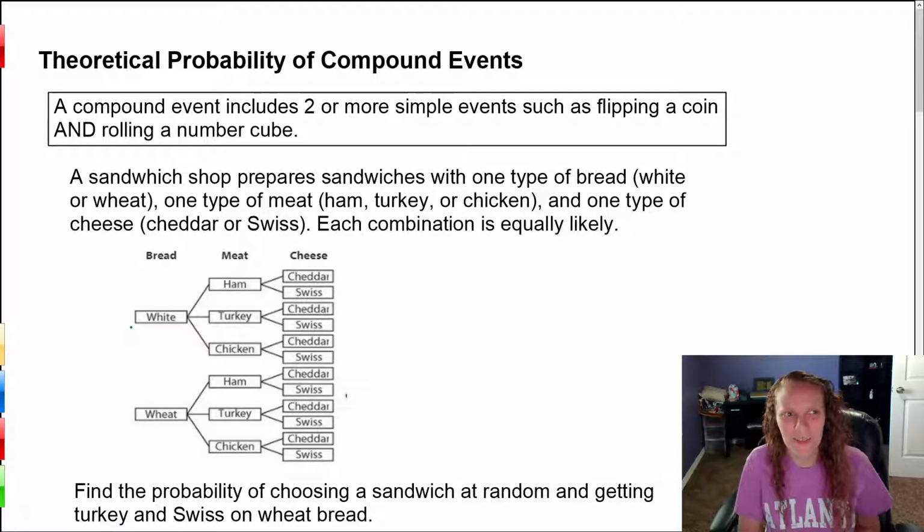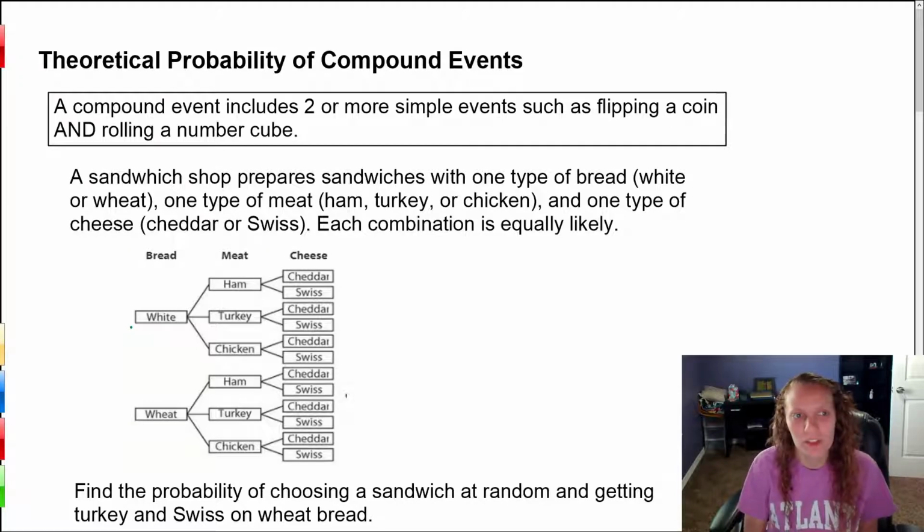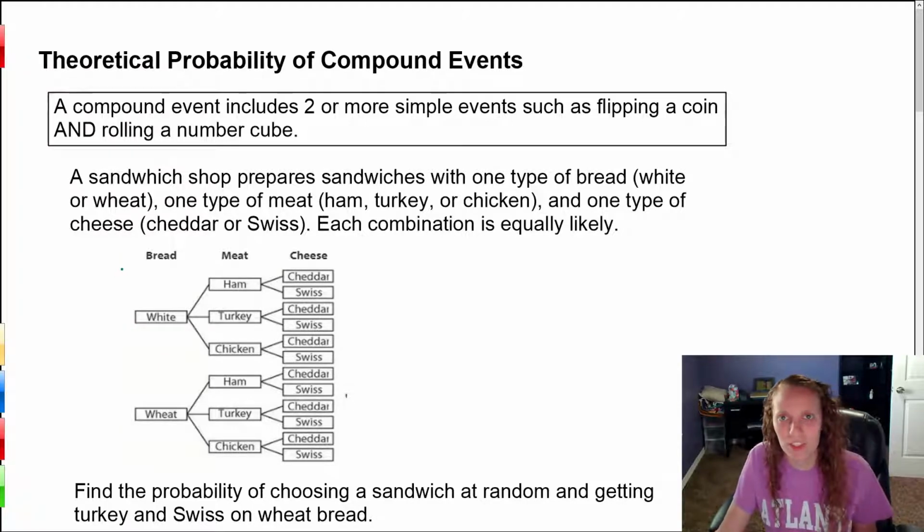Hey guys, today we're going to be looking at theoretical probability of compound events. Remember that a compound event includes two or more simple events, such as flipping a coin and rolling a number cube. With these compound events, we're going to be looking at diagrams and charts to help us answer questions about them.